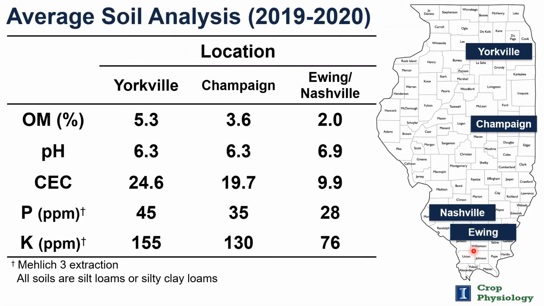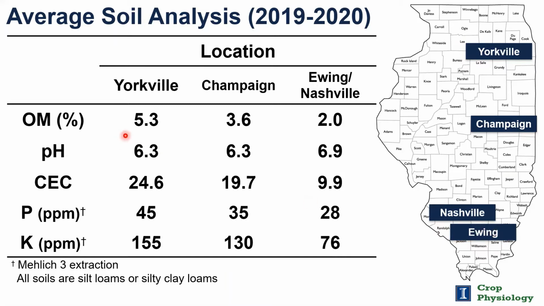We try to pick up different areas in Illinois, different soils, different native soil levels, and also different weather patterns across the state. It's a pretty long state north to south, but right here in Champaign, Illinois is where we primarily have most of our research. This is where the University of Illinois is. And then we have our northern research station at Yorkville. And then we have a Southern Illinois research station in Nashville now. We were in Ewing for a stint prior to then.